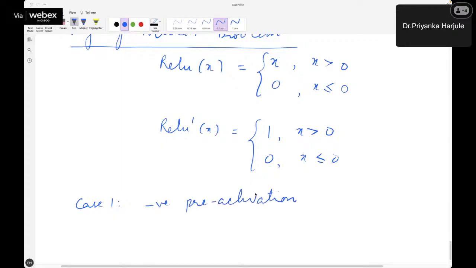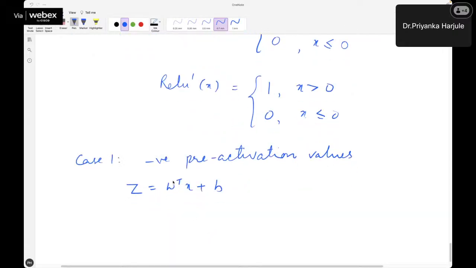pre-activation values, in that case what happens, the pre-activation values are given by the weighted sum, that is Z equals W transpose X plus B. Why this transpose? Because we are considering it to be a matrix in the multi-layer, multi-neuron problem. So if your Z is less than or equal to 0, then what happens?